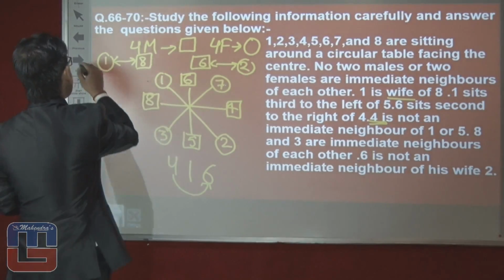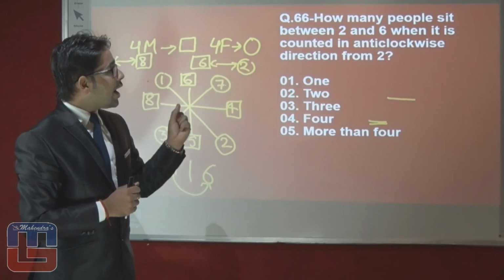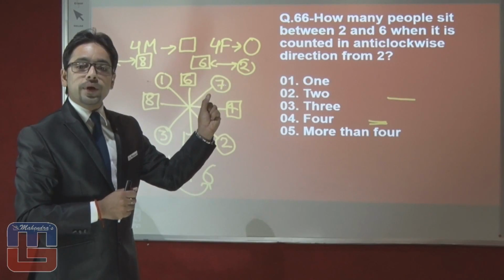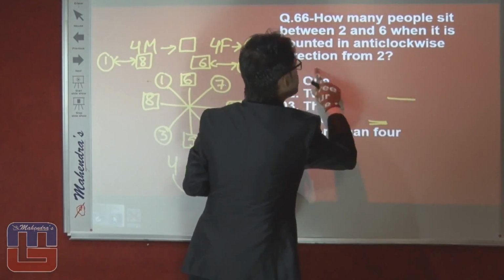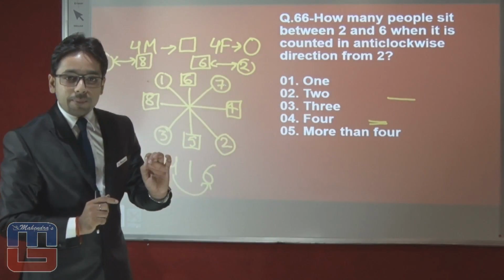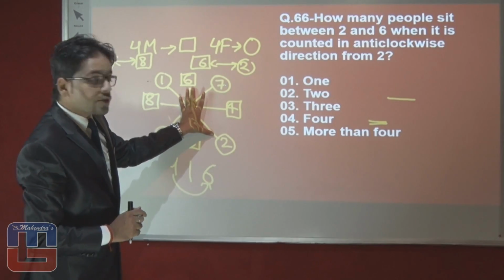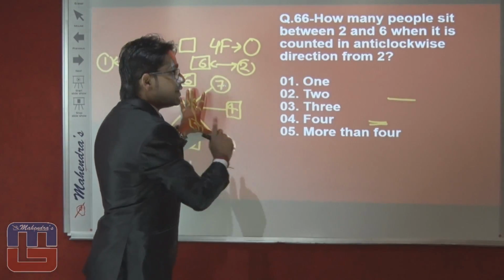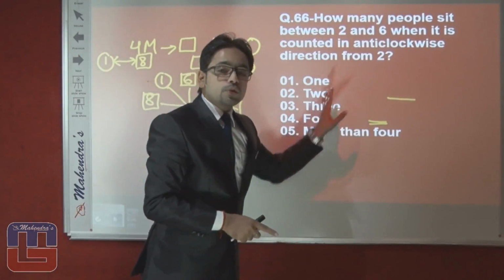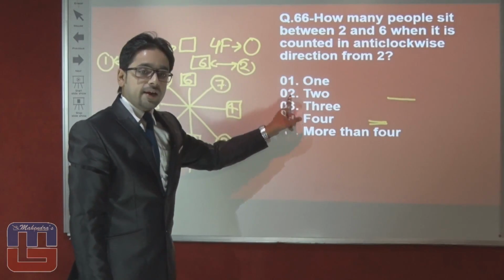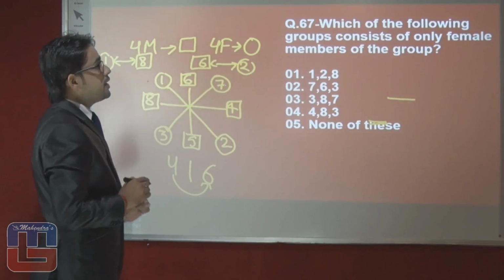Let's move on towards the questions. What does the examiner want from you? The first question is asking, how many people sit between 2 and 6 when counted in anti-clockwise direction from 2? You can see here only 2 members are seated between them when we count anti-clockwise from 2. So the right answer of this question will be option number 2, which states 2.